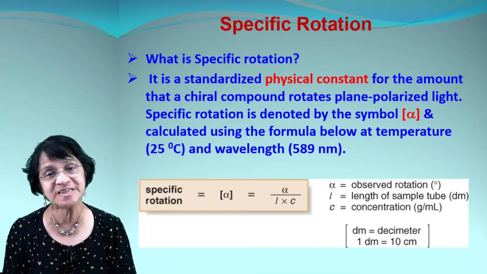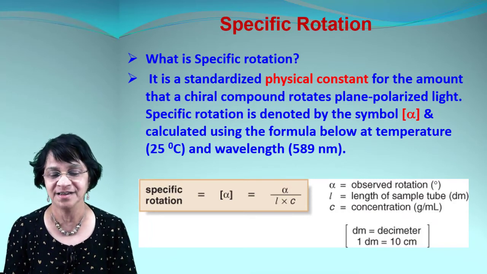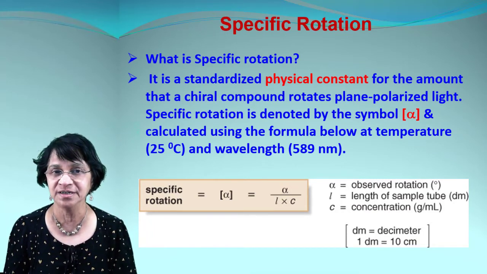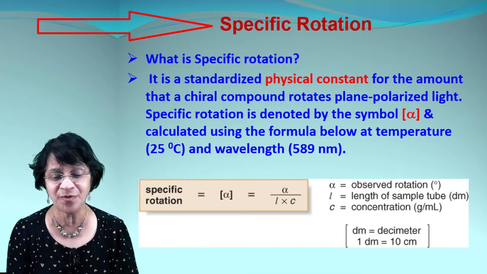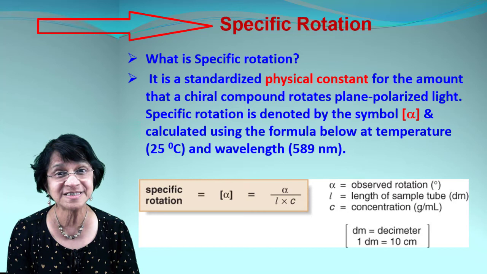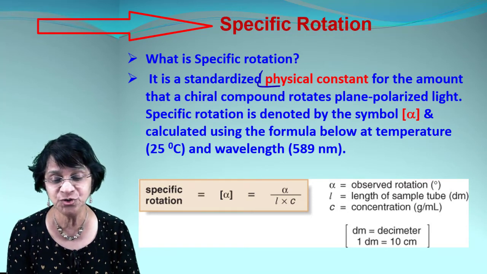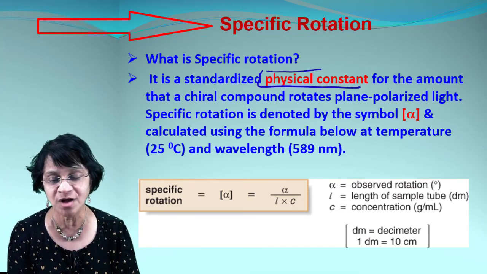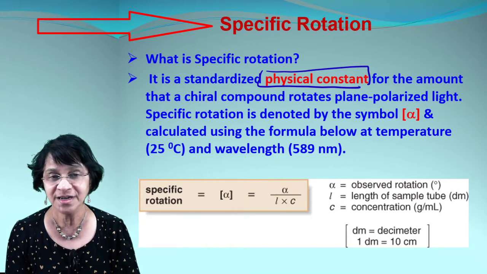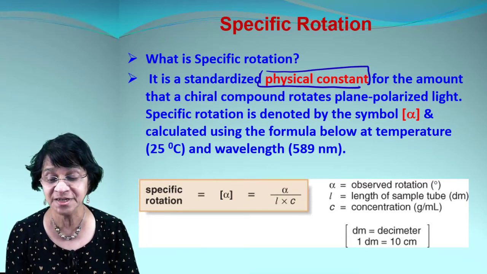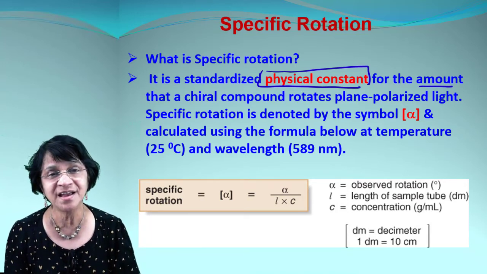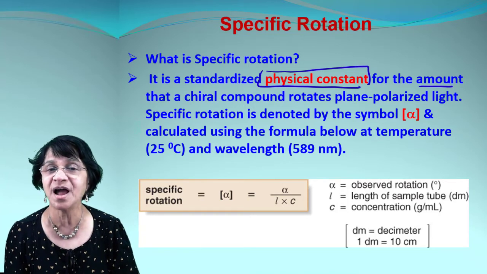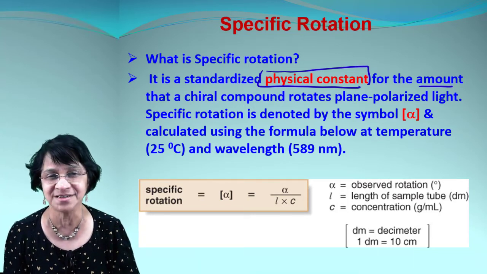So let's go back to our specific rotation angle. Just as I mentioned earlier, this angle will be a constant, a particular value for a specific compound. So you can say it's a physical constant for a chiral compound. There is one more thing. It is for the amount of that particular chiral compound. Remember, we said it is the specific compound and also its concentration.